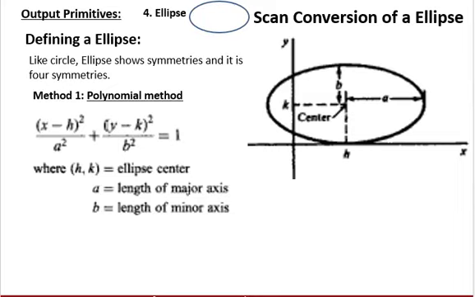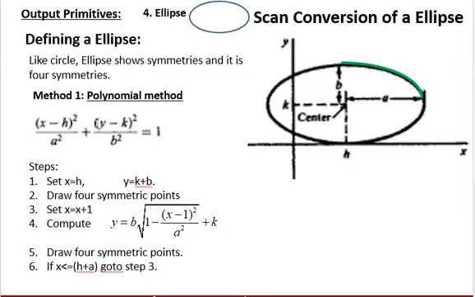Now, defining the ellipse. This one is the polynomial method of drawing an ellipse. This one is the formula of ellipse drawing. Here, A is the length of the major axis and B is the length of the minor axis, and H is the height. Those are the steps to calculate the ellipse.